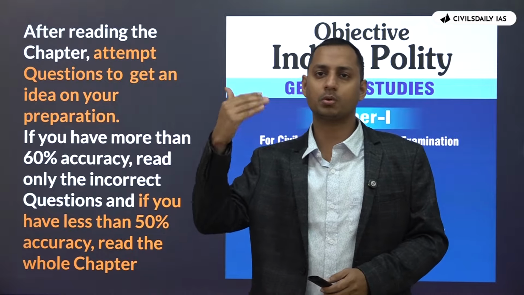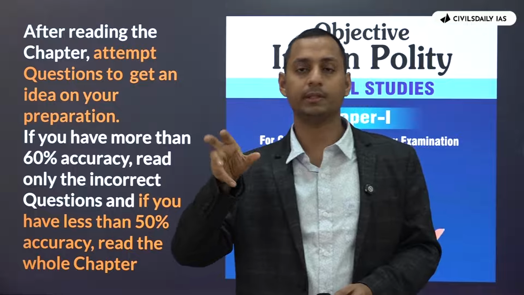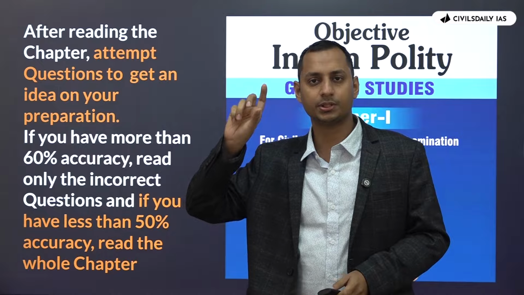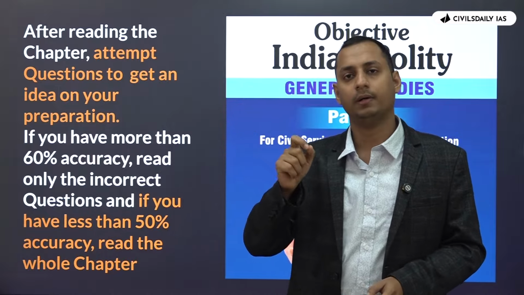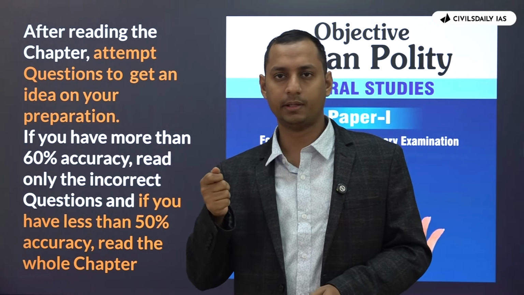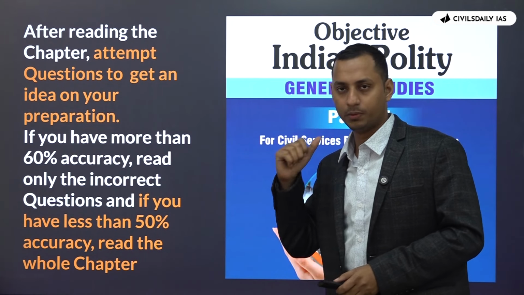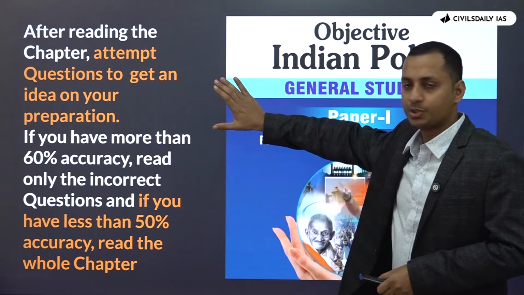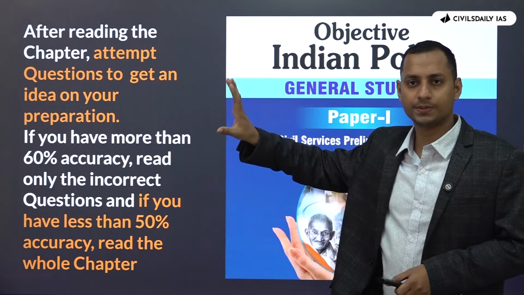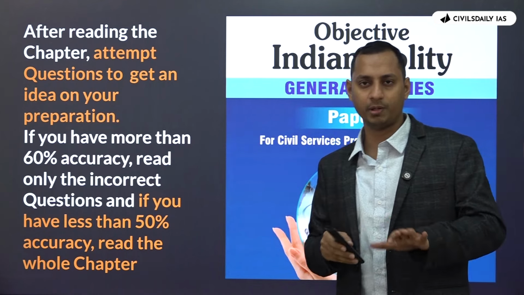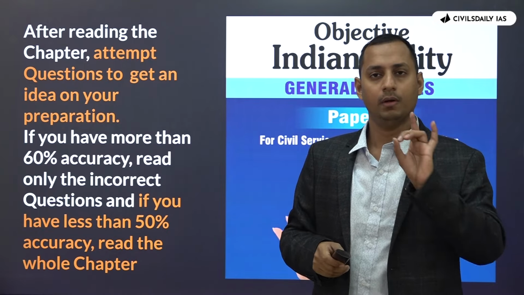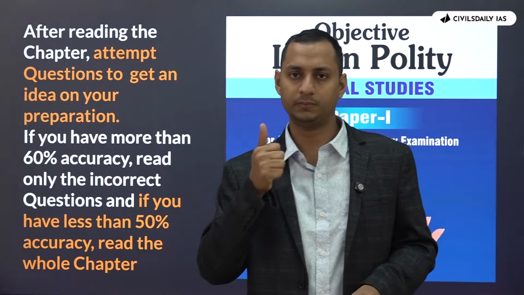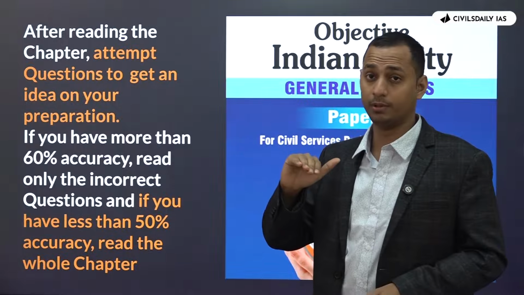But let's say your accuracy is close to 70% or even 80%, then what do you need to do? You don't need to revise the whole topic. Rather, you just need to revise that particular fact which you got incorrect. So after reading the micro theme, you need to test yourself. Download the Objective Polity, I will share it in the group as well. Do a couple of questions, probably 20 to 30. If your accuracy is less than 50%, read the whole topic once again. If your accuracy is close to 80 to 90%, then you just need to read the incorrect fact. This will be the process on how we will cover the micro theme.